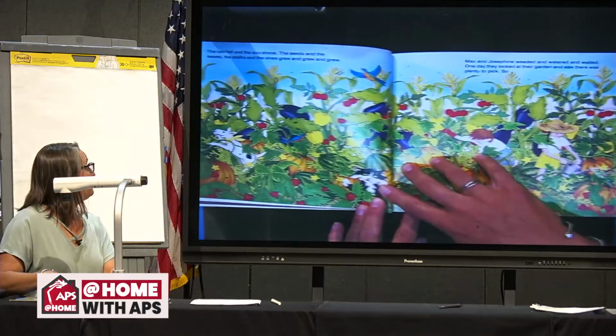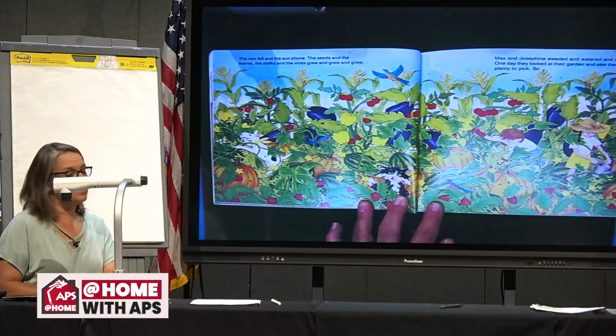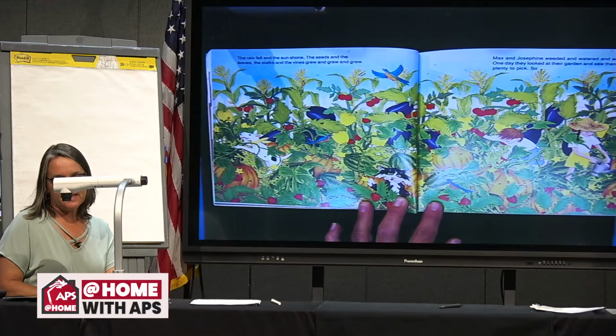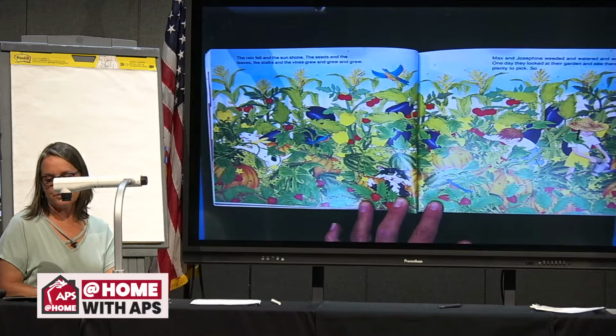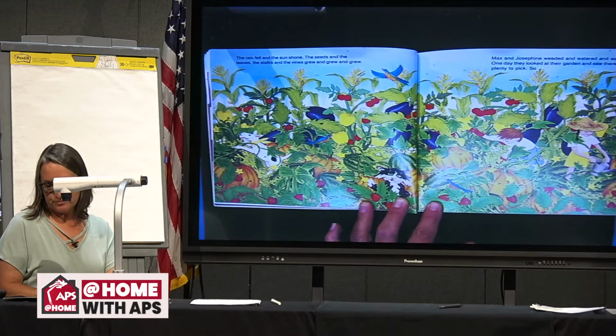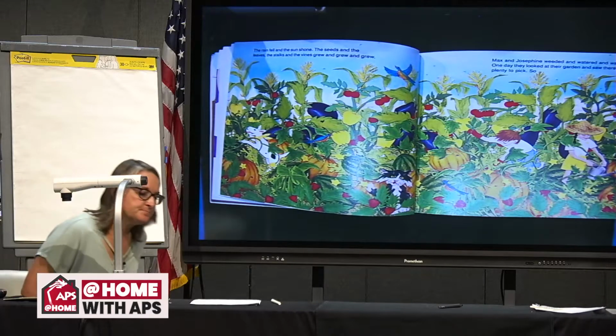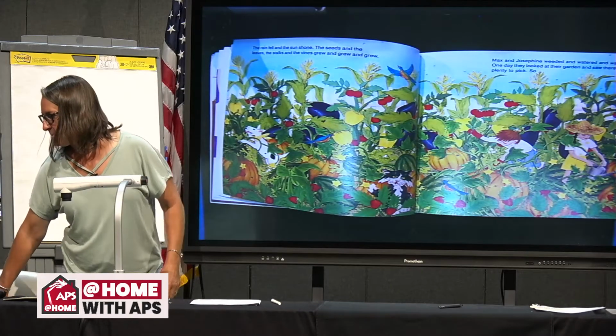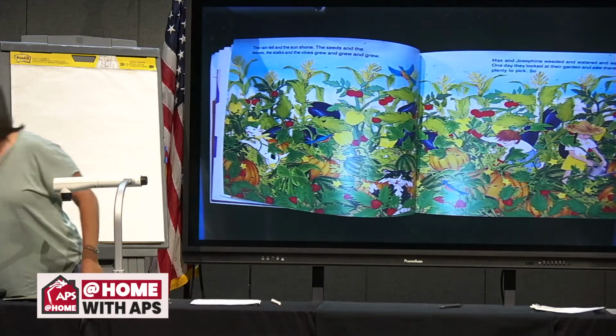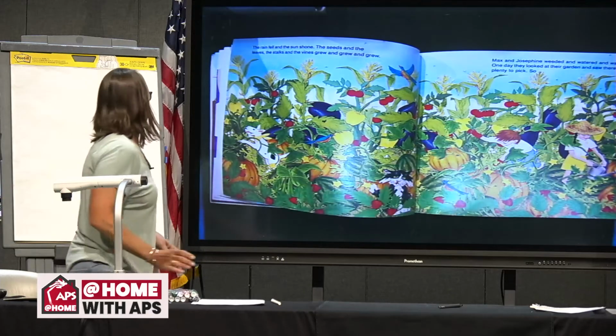The rain fell and the sun shone. The seeds and the leaves, the stalks and the vines grew and grew and grew. We're going to take a pause now from our book, and we're going to think a little bit about the seeds that Max and Josephine planted.